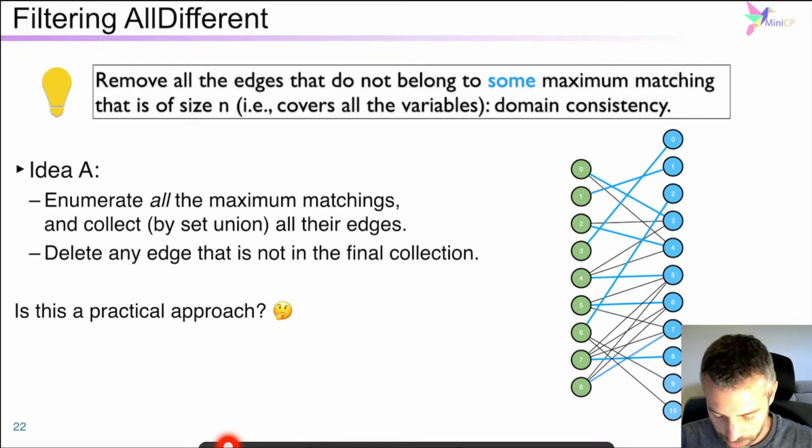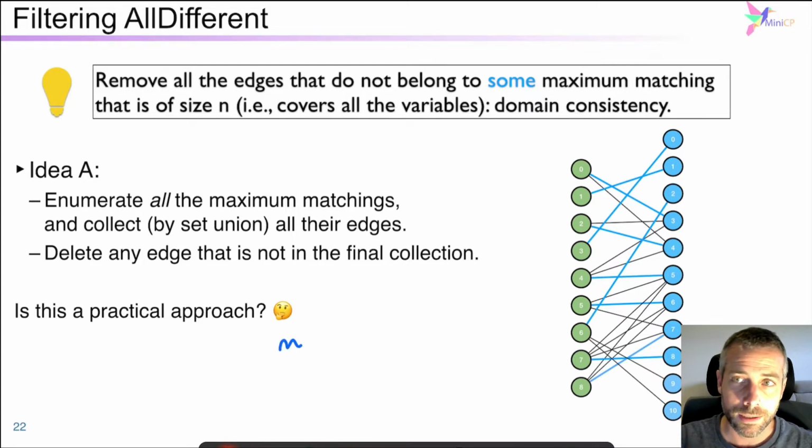Clearly not, because if you have n variables and each variable has a domain that is as large as n as well, then you will end up with factorial n number of matchings to consider. That's even worse than exponential in that case. And so you clearly do not want to implement this filtering algorithm inside the propagator of the AllDifferent constraint, although that would be a valid algorithm.